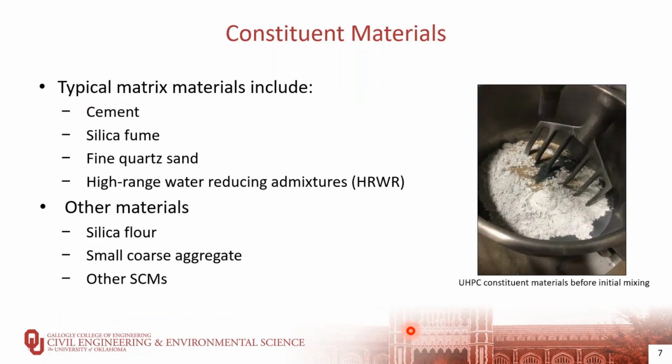So if we think about the constituent materials for UHPC, typically we're always going to have Portland cement included, silica fume, and fine quartz sand as our primary constituents. Because of the low water cement ratios that are used, we're going to need high range water reducers, or we'll refer to in this presentation as HRWR, to get the workability that we need. Other materials can be included, silica flour or other forms of ground silica to fill out some of the particle size distribution, potentially small coarse aggregate particles, and then supplementary cementitious materials of other types.